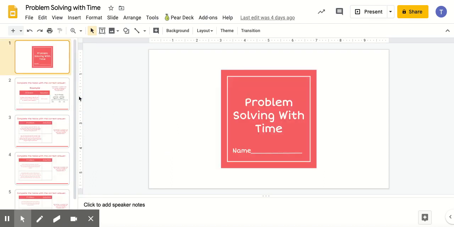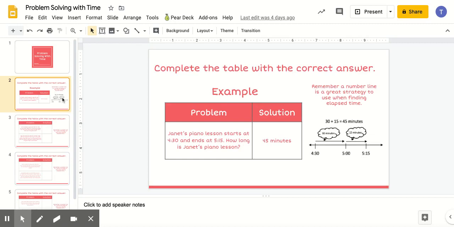Work on problem solving with time. Our first example says that Janet's piano lesson starts at 4:30 and ends at 5:15, and it's asking how long was Janet's piano lesson. The answer is 45 minutes.